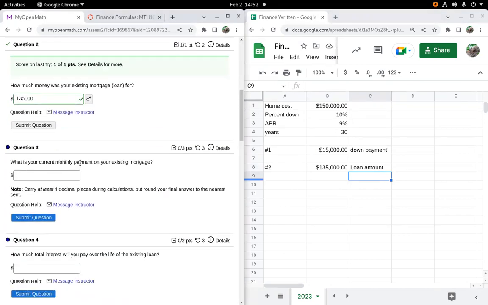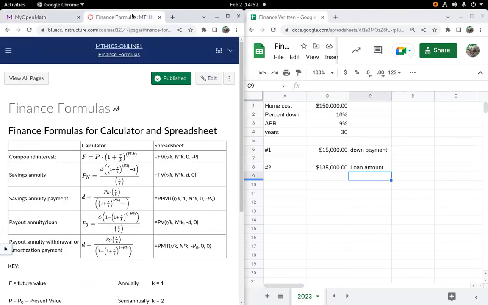What is your current monthly payment on your existing loan? Carry to at least 4 decimal places for the calculations, but round your final answer to the nearest cent. All right, so we're going to keep track of more decimal places than we're going to enter here. So let's figure out what that is. And we have our finance calculation formulas here. Let's blow that up just a little bit more.